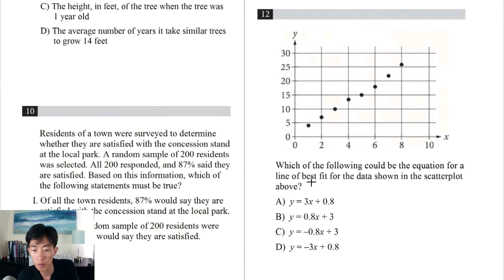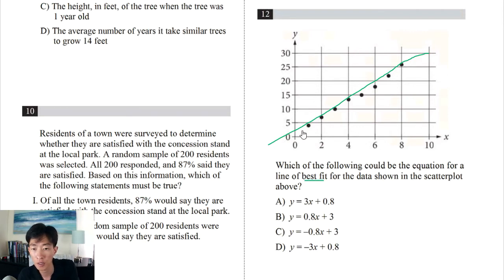Question 12. Which of the following could be the equation for the line of best fit for the data shown in the scatter plot? So you can start by drawing a line that looks like it approximates most of the data. So you want to try to hit as many points as possible. That's not very straight, but you guys can probably do better.